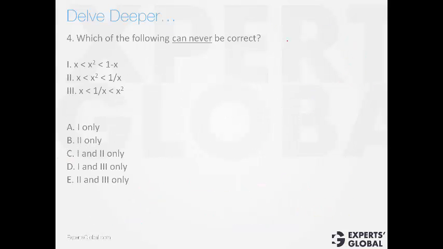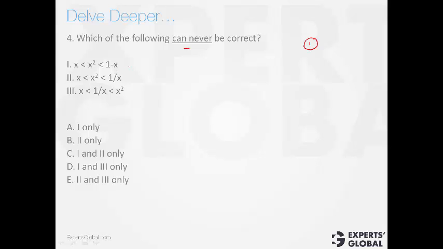Try solving it yourself. So which of the following can never be correct? In these cases, try to have one case where it is correct. And when you get such a case, you can eliminate that answer choice. That is the right way of approaching these questions. So let's try proving each of these correct and then eliminate if we are able to prove one correct.